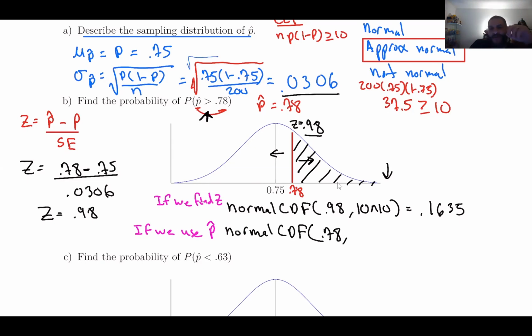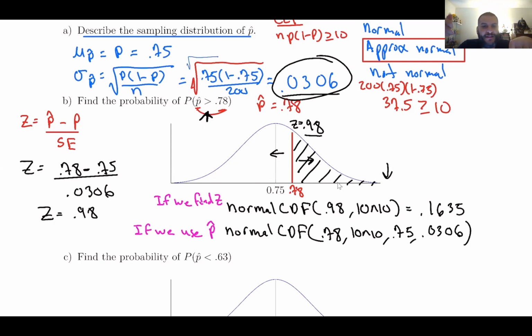And it's still going to positive infinity, so that stays the same. But what is going to change is our mean and our standard deviation. Because if I don't want to find the Z-score, you have to tell it what the mean and the standard deviation for p hat were. The mean was 0.75, and the standard deviation, which is your standard error, which we found over here, was 0.0306.